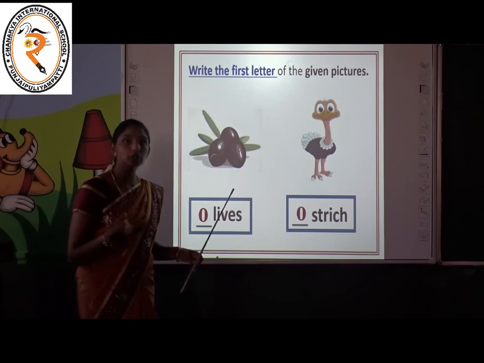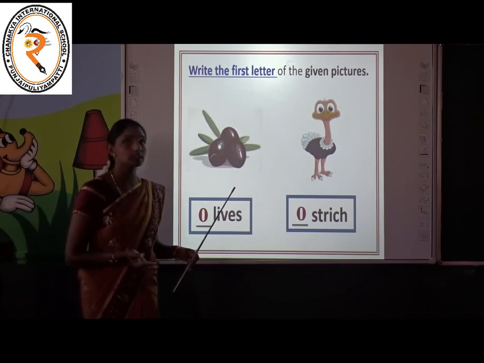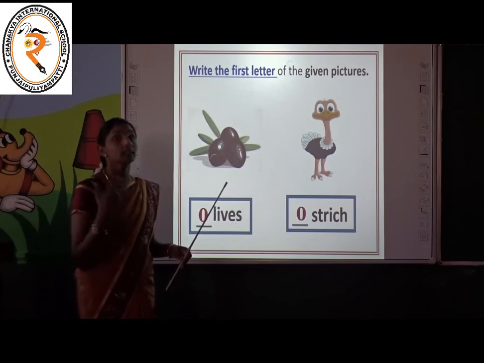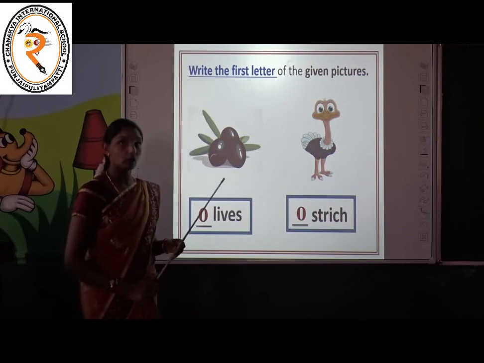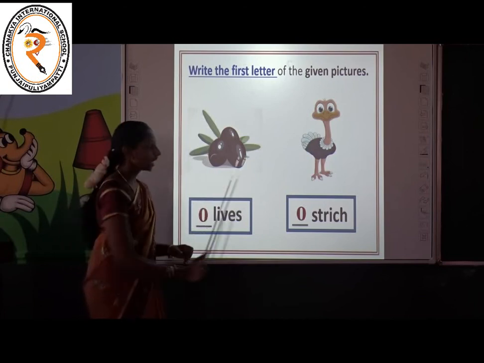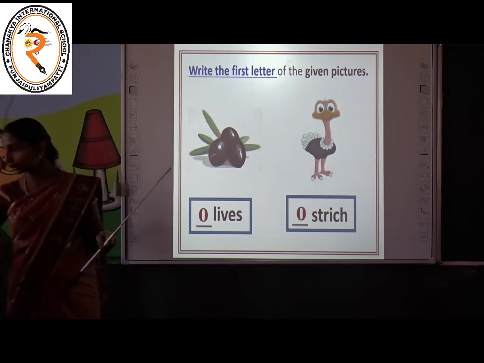Olives and ostrich. Children, open your mouth and try to repeat all the words. Then only you can recognize the sounds of letters. Olives and ostrich. Very good.